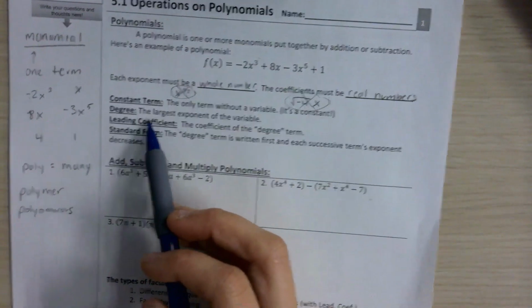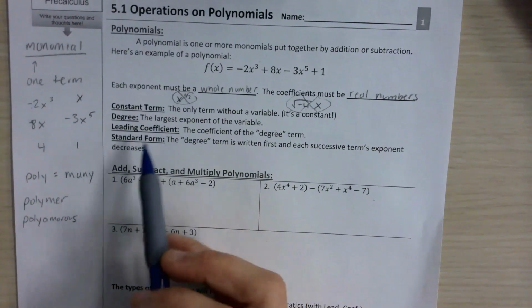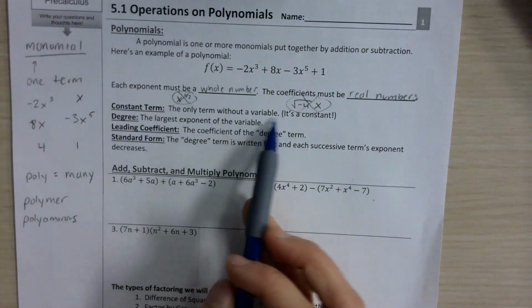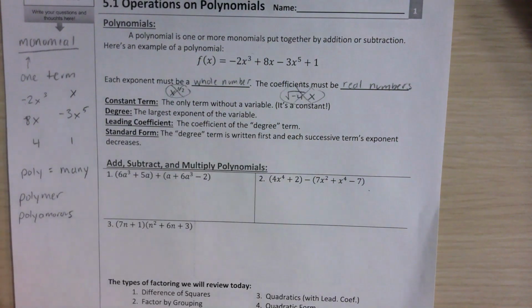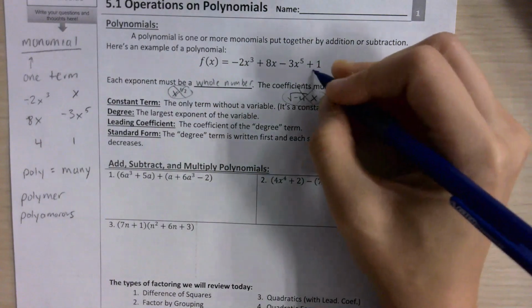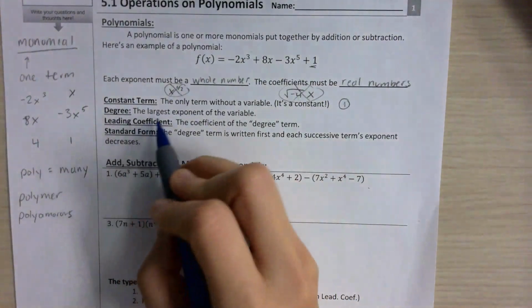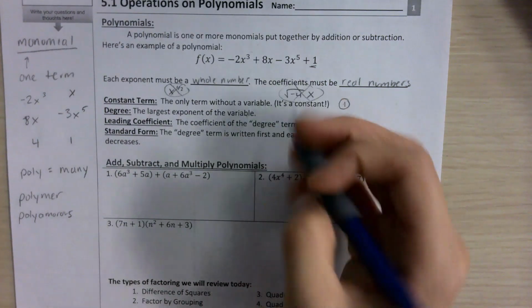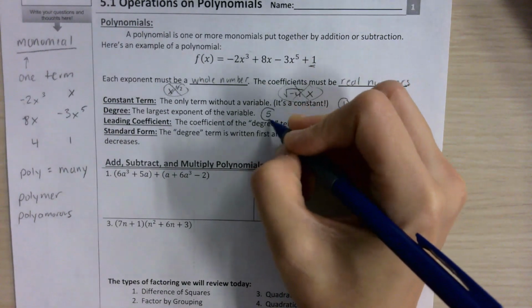Okay. These are some other vocab terms that are important. Constant term: the only term without a variable. So in this example, it's 1, right? It doesn't have any variable next to it. Degree is the largest exponent of the variable. So if we look here, we have 3, 1, and 5. So 5 is the largest.